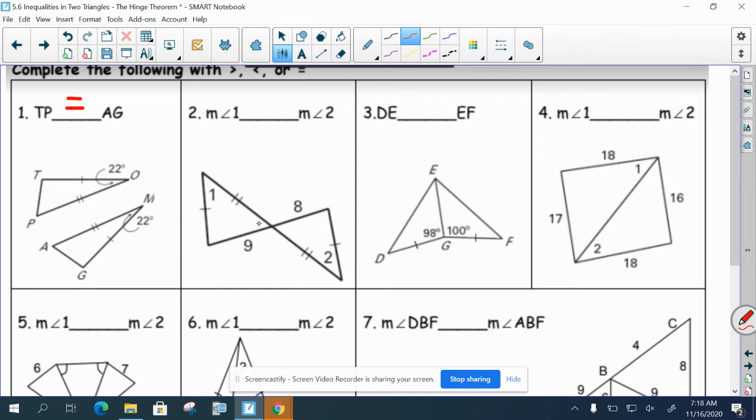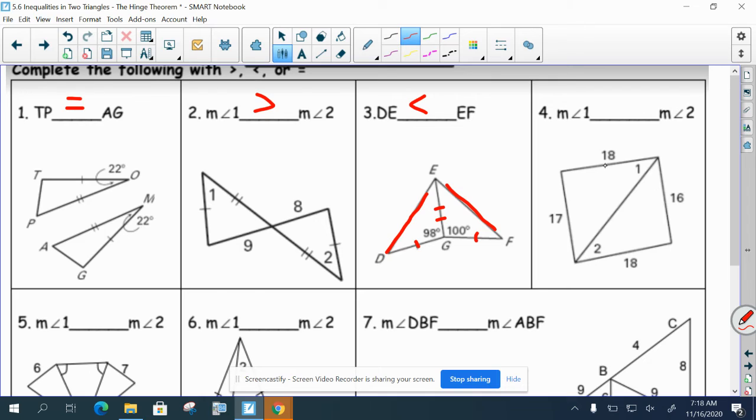Sorry guys, I got a bug in my throat. So the opposite side of this one is smaller than the opposite side of this one. So angle 1 is actually going to be greater than the measure of angle 2. All right, DE and EF. So you've got these two sides congruent and the sides they share congruent. And then this angle is smaller than this angle. So DE would be smaller than EF.